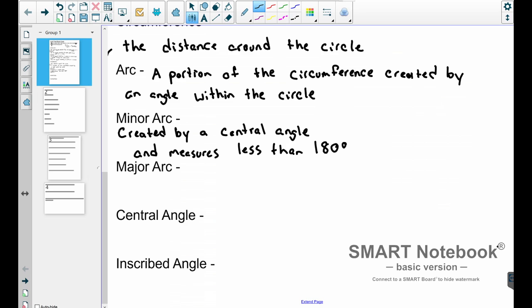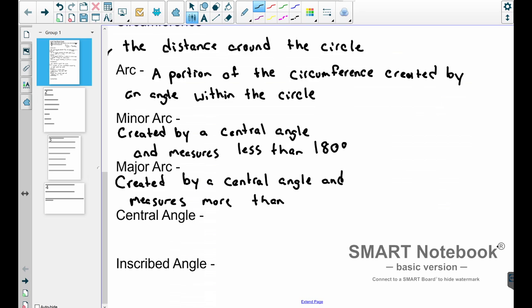That's our minor arc. The major arc is also created by a central angle, measures more than 180 degrees. So in a case we have an angle here, this would be our minor arc, and this portion around here, around this side, will be our major arc.